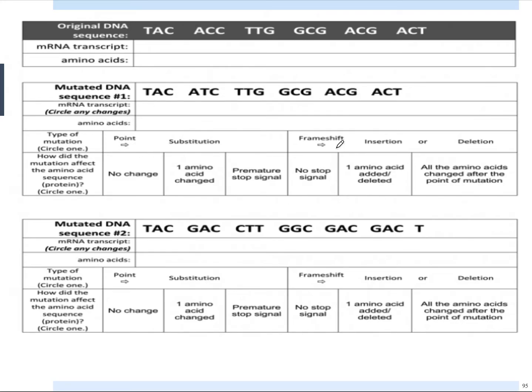Is it a point mutation or is it a frame shift mutation? And if it's a point mutation, what kind of point mutation was it in terms of the effect on the protein? Was there no change? Was there a change in one amino acid? Or was there a premature stop signal? And the same applies to if it was a frame shift as well. So try your hands on this. If you like, you can join me in office hours and see whether you're on the right path on that.